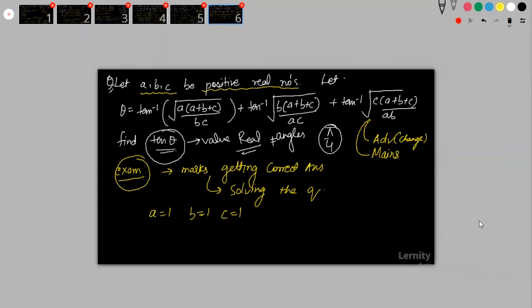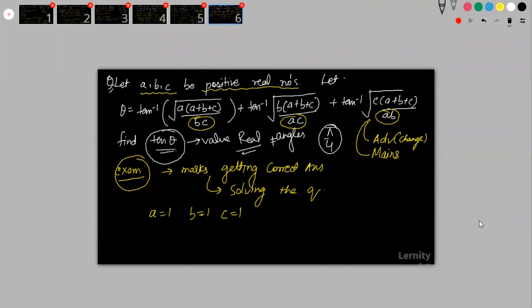If they have given a general result that if A, B, C are positive, then it should be a general result. It cannot be a specific result for different values. Now if BC, AC, and AB were not in the denominators, I could have simply taken A, B, C as 0. If positive were also not given, and A, B, C were real numbers, I could have taken 0, 0, 0: tan inverse of 0 plus tan inverse of 0 plus tan inverse of 0. So theta will be 0, so the answer will be 0.